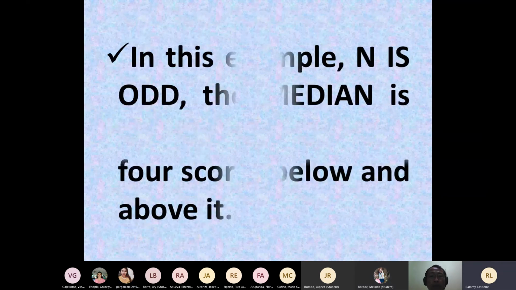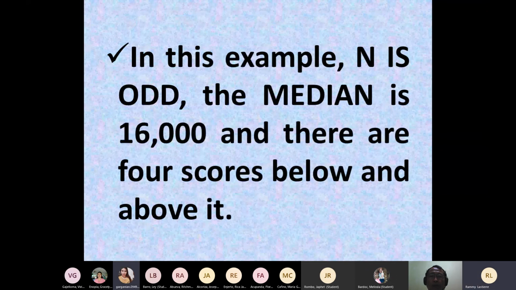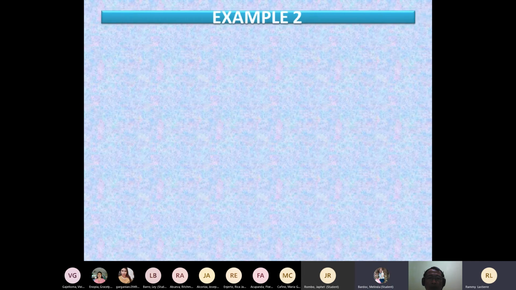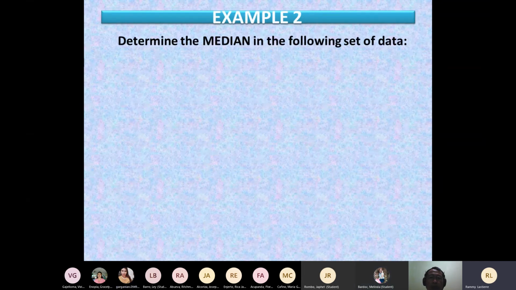What about this one? Makita nyo? Yes, Doc. In this example, N is odd. The median is 16,000 and there are 4 scores below and above. Meaning to say, gina-interpret nyo ang result. So, how many of them got the amount below the median, then median and above? 20,000 is the highest. 16,095. What about this one?